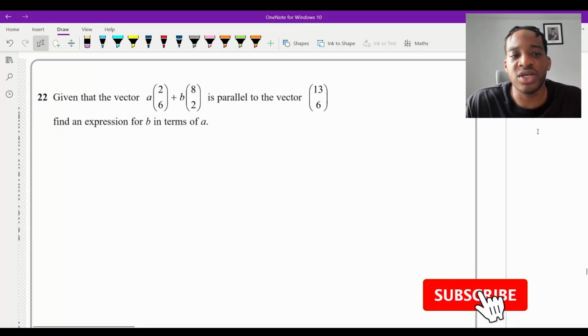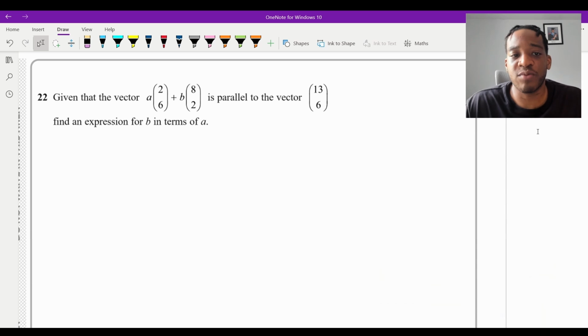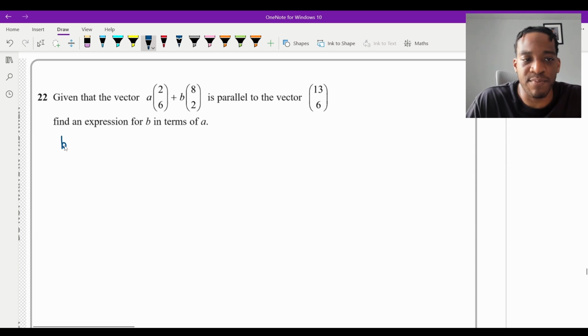Okay, so question 22 says, given that the vector A multiplied by (2, 6) plus B multiplied by (8, 2) is parallel to the vector (13, 6), find an expression for B in terms of A. Now, firstly, they've asked us to find the expression for B in terms of A. That means that our answer is going to be B is equal to something with A in it, right?